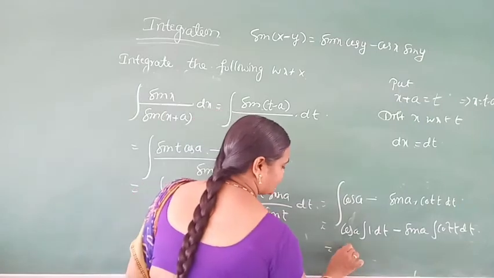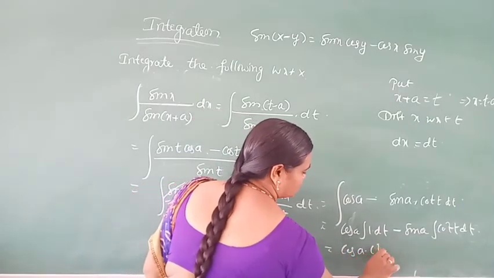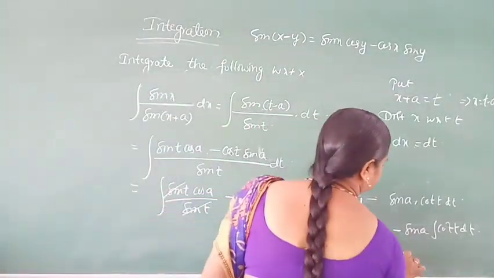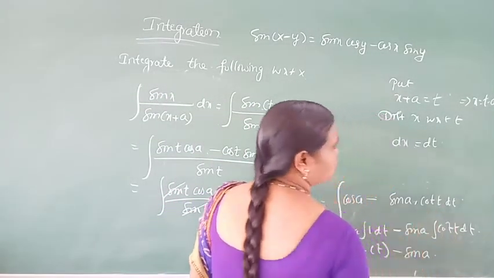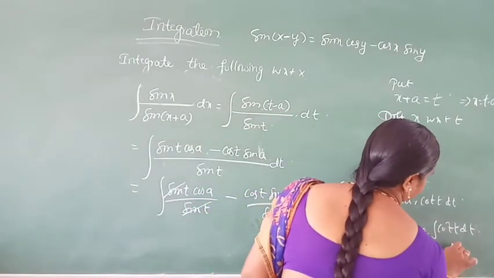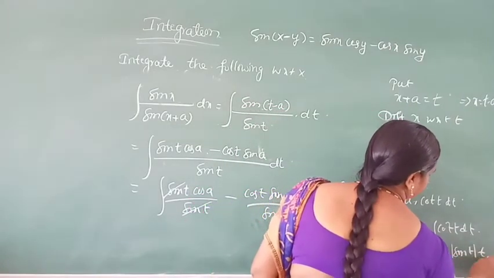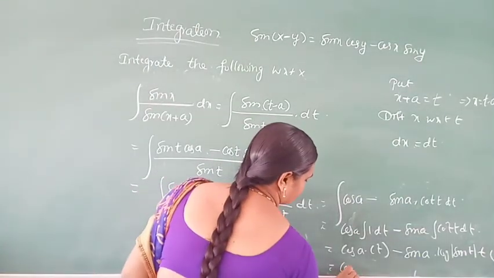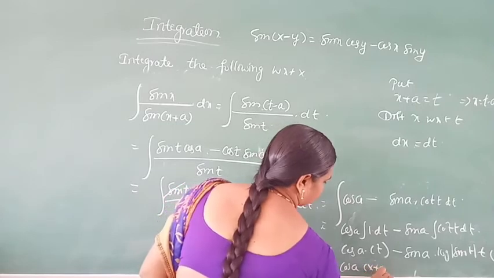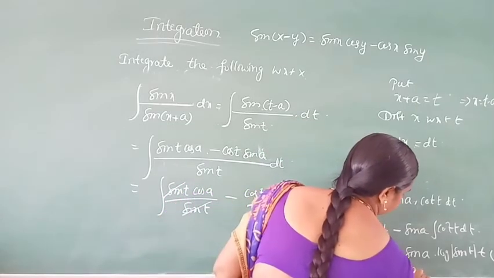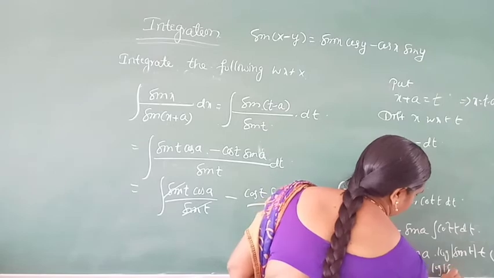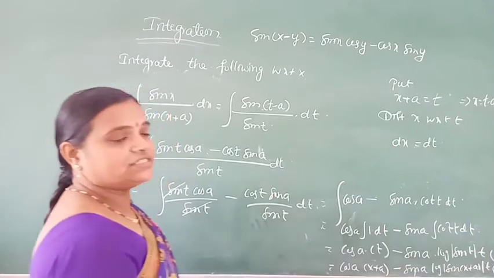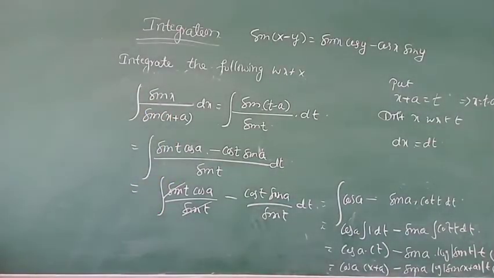Cos a into t, what is the integration of 1? It is t, minus sin a. Cot t integration is log sin t. Okay, plus c. Replace t as what? x plus a. You get the answer. Cos a times x plus a minus sin a log of modulus of sin of x plus a plus c. This is how we can do the example.